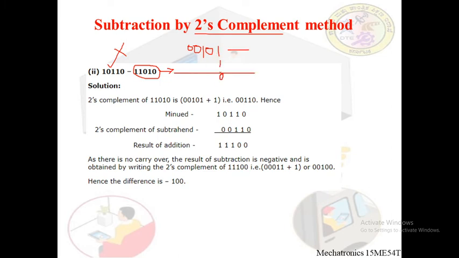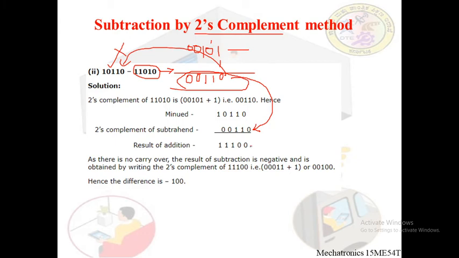1 plus 1 is 0, carry over 1. 1 plus 0 is 1, no carry. Again 1 comes directly, 0 and 0. This is the 2's complement of the given number. Now this 2's complement will get added to the minuend. Here we are adding, this is the 2's complement which gets added to the minuend. Minuend is 1 0 1 1 0 taken directly.